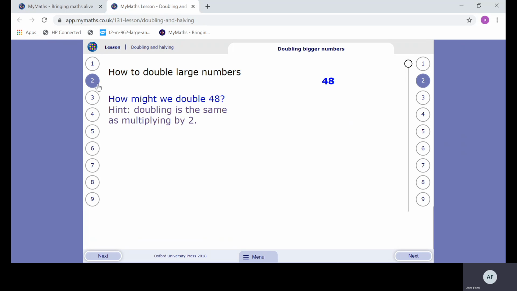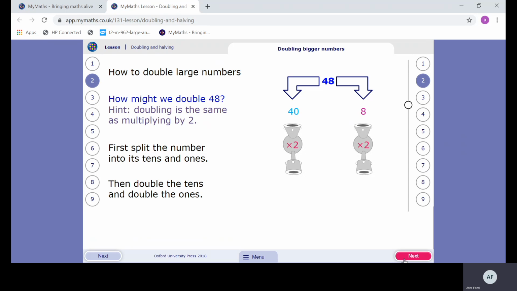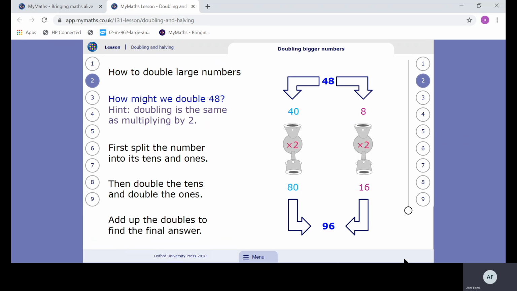How do you double large numbers? So, how might we double 48? Doubling is the same as multiplying by 2. First, split the number into tens and ones. So we've partitioned it to 40 and 8. Then double the tens and double the ones. 40 becomes 80, 8 becomes 16, add up the doubles to get the final answer, which is 96. So that's what we've done.